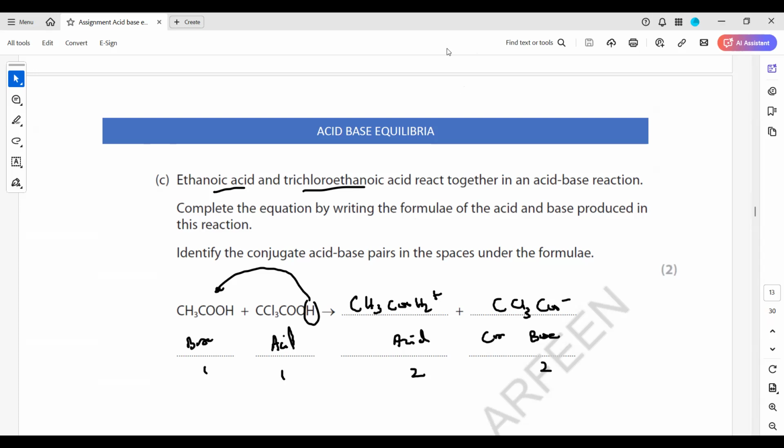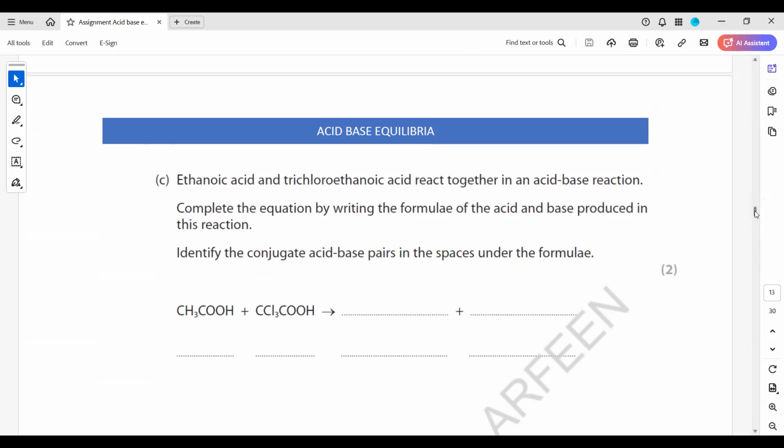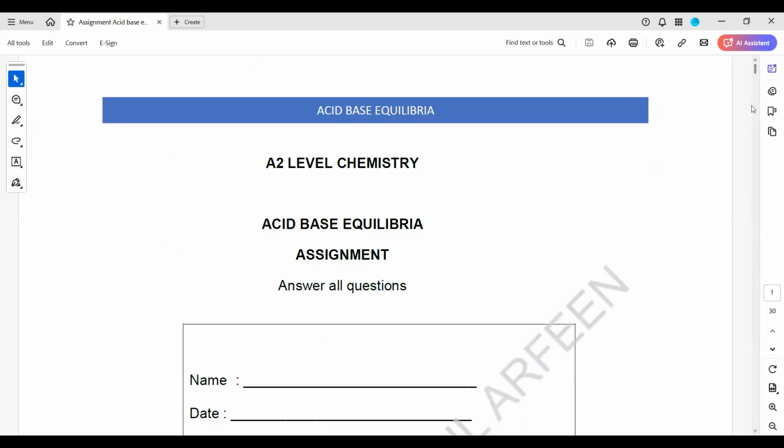These are some questions related to acid-base equilibria. Next, we will start the organic chemistry next session, inshallah. Any question or doubt related to the class? No, sir. No, sir.